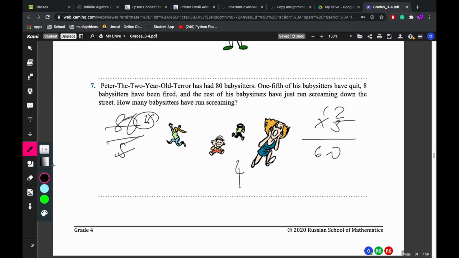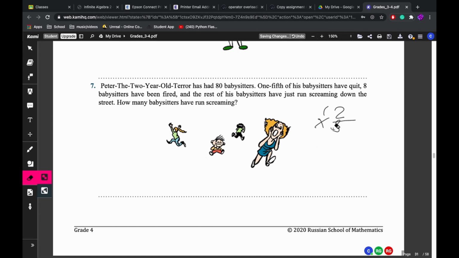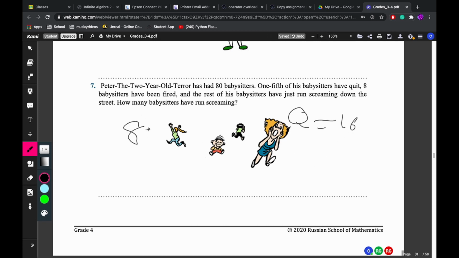So now that we know how many have quit, now we can solve how many ran screaming down the hill. So 16 have quit. I'm gonna write Q equals 16. Total is 80. And then 8 have been fired, so I'm gonna do F. Now when we add these, we would get 24, and then we would subtract 24 from 80. And so when we do this, we would have 6, and then this would be 5. So that's 56. So the answer for number 7 is 56.